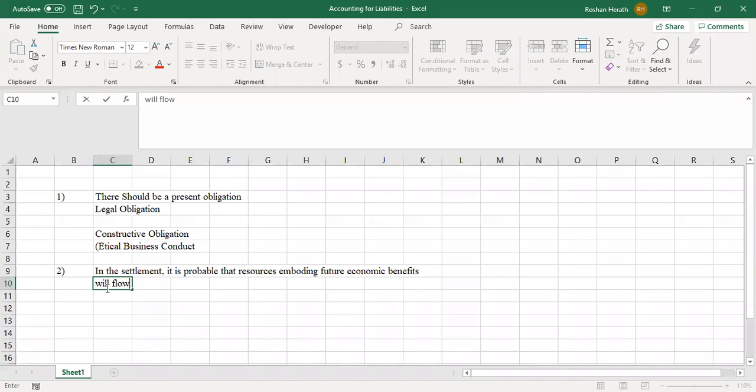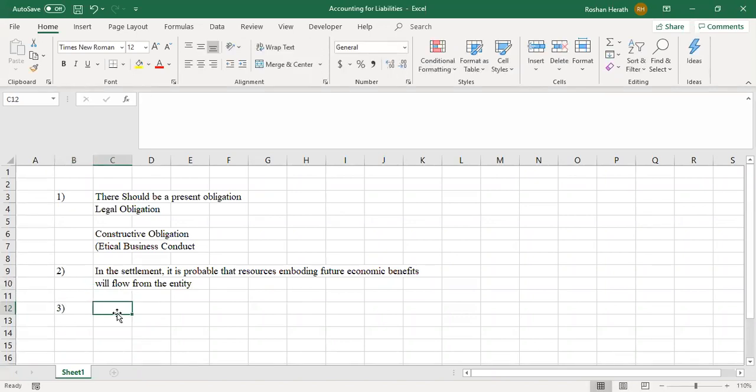So that is the second condition. When it comes to the settlement of this provision, it is probable that the resources embodying future economic benefits will flow from the entity. The resources would be taken out of the entity. So when you are going to settle the obligation, that may be the case. Right.